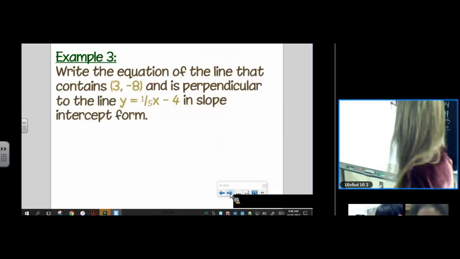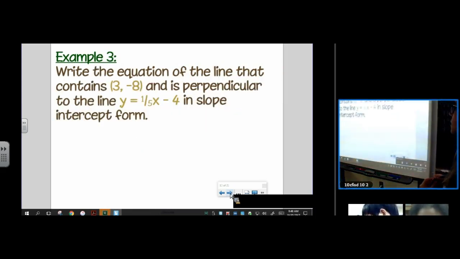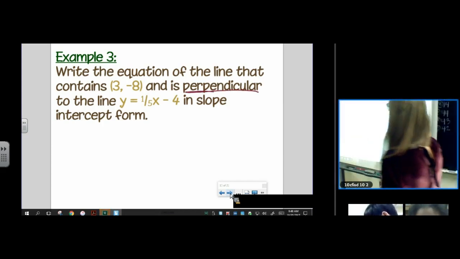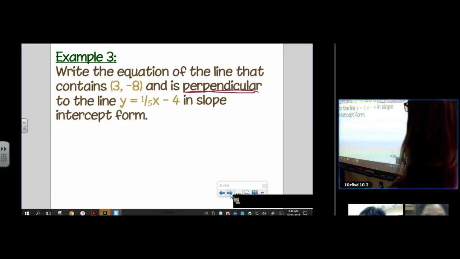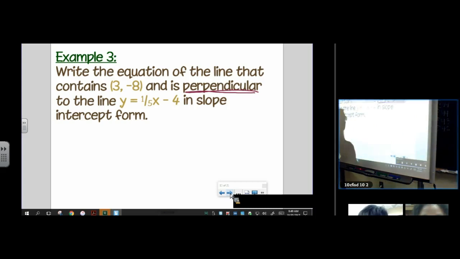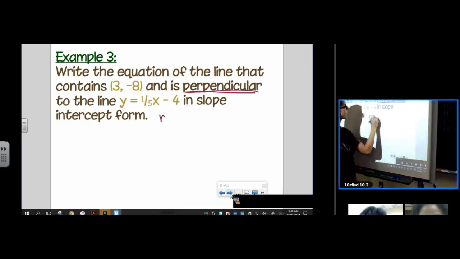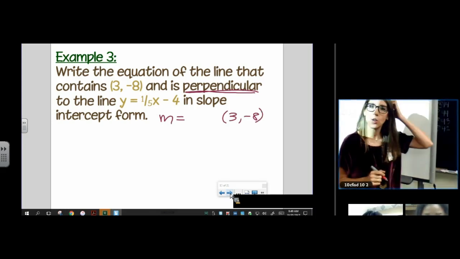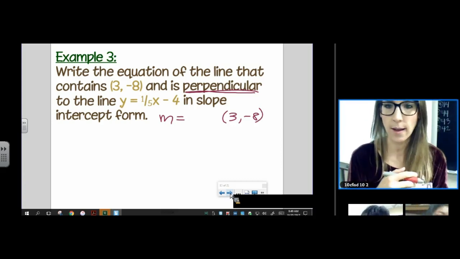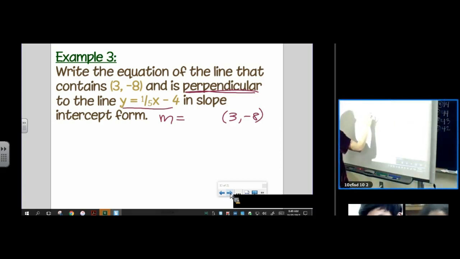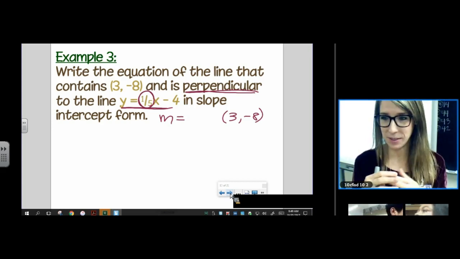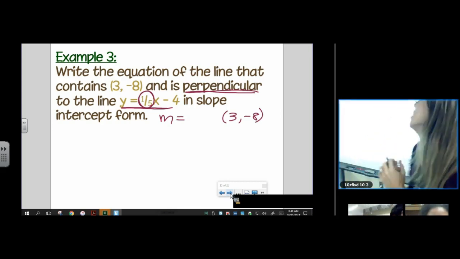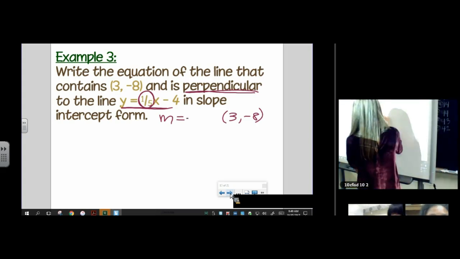Let's try another one. Write the equation of the line that contains 3, negative 8, and is perpendicular to the line y equals 1/5 x minus 4 in slope-intercept form. So to write it in slope-intercept form, we want to have a slope, and we already have a point. We need a targeted slope. We want to be perpendicular to this line. What's this line's slope? 1/5. We spent a whole day practicing how to do an opposite reciprocal. So the opposite reciprocal of 1/5 is negative 5.